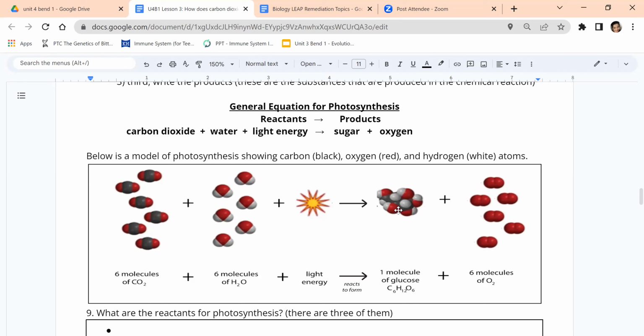So that you see here, you can't see all 6 of the carbon atoms. Those are the red spheres, and 12 hydrogens, which are the gray, and 6 oxygens, which are the black spheres. And then also what's left over after the glucose is made is 6 molecules of oxygen.